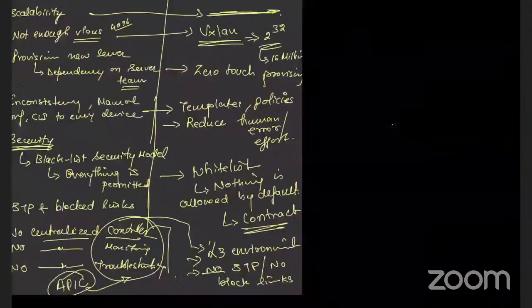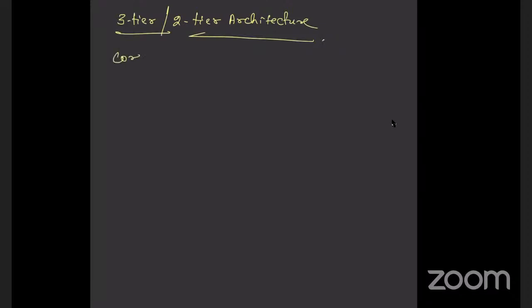So ACI works on a 2-tier architecture. I hope you know what 3-tier and 2-tier architecture are. Can anyone tell me? Three-tier is basically access, distribution, and core layers. Right, core, aggregation or distribution, and access. And what is 2-tier? Spine-leaf. So it's going to be spine-leaf architecture.